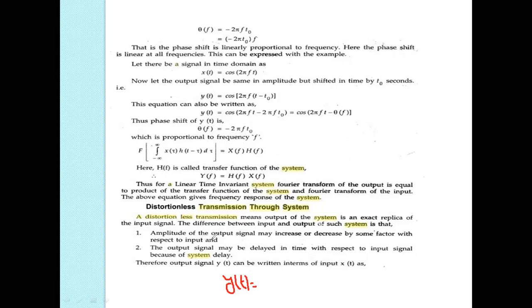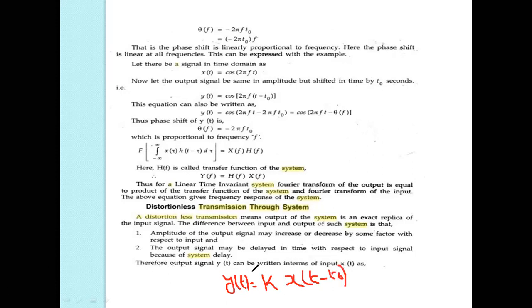The amplitude of the output signal may increase or decrease by some factor with respect to the input. So what is the factor here? The k is the factor. And the output signal may be delayed in time with respect to the input signal because of the system delay. So the output is the input delayed by t minus t naught.